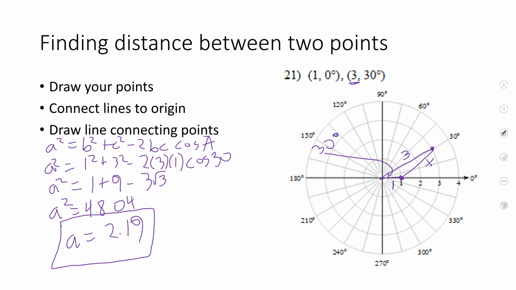And that's it. That's the distance between your points. That's our x. That's it. All right? Go ahead and pause the video for a second for everyone to just internalize that.